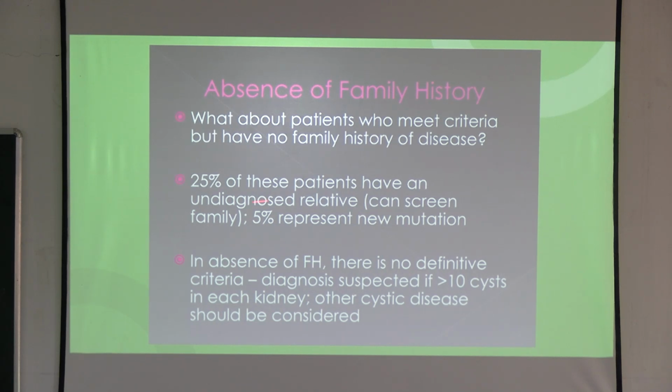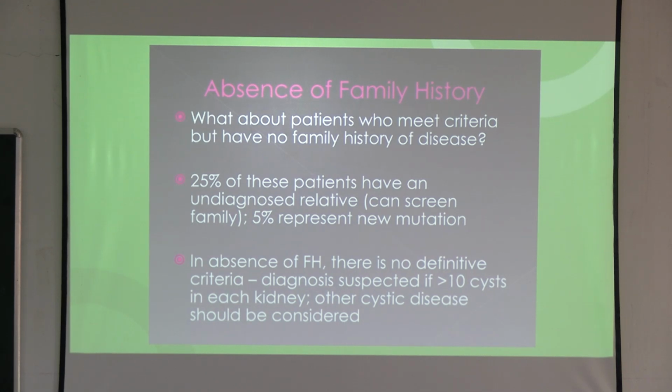25% of these patients have an undiagnosed relative, can screen family, and 5% represent new mutations. So it may occur that the family history goes unnoticed due to absence of screening. Okay, the parents may refuse screening.